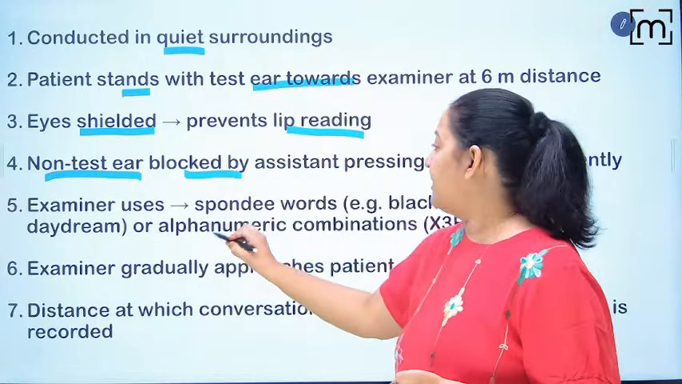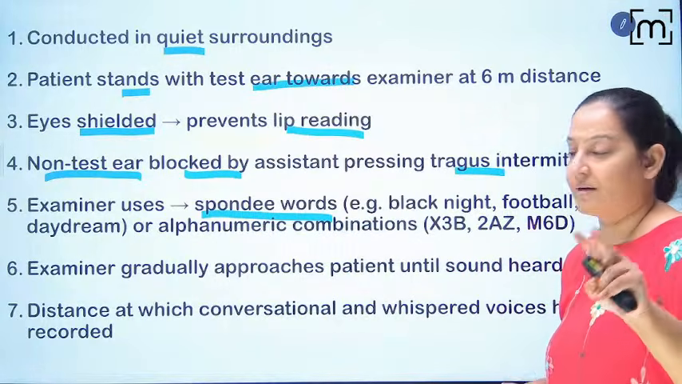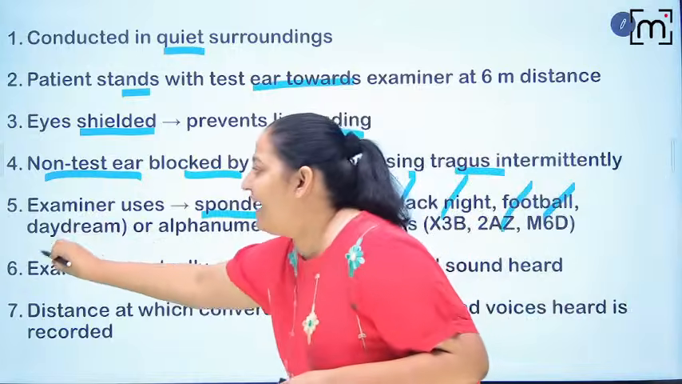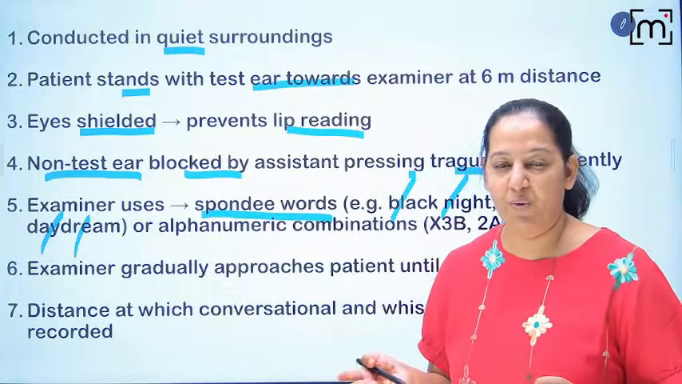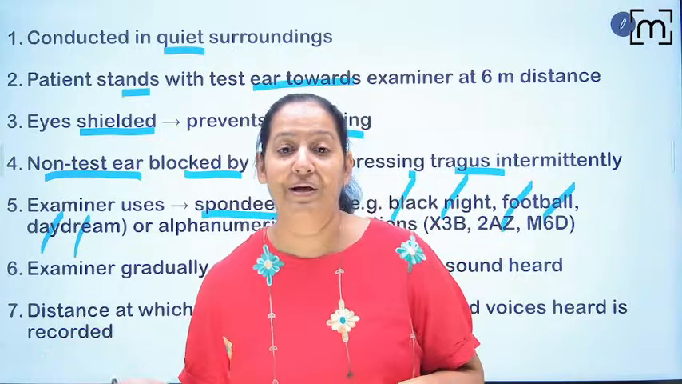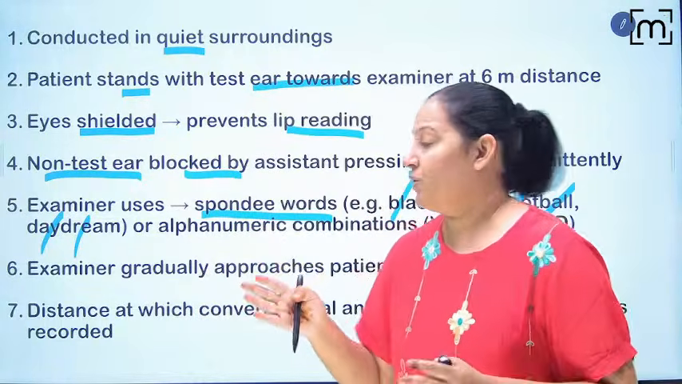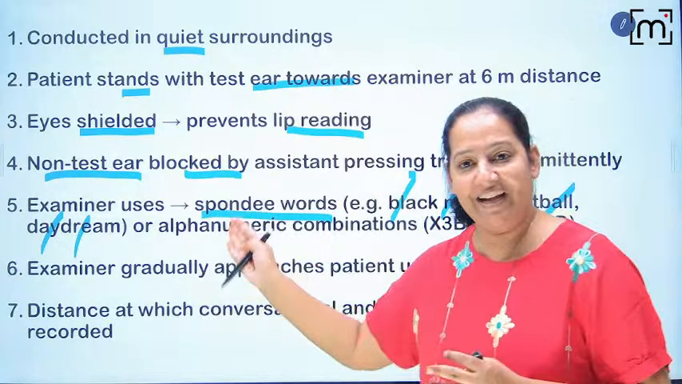Okay. Now the examiner uses spondee words. You know what spondee words are? Two words together, like blacknight, football, daydream, butterfly. My kid knows many spondee words nowadays. He learned what spondee words are in school, and nowadays he is telling me. So these words are known as spondee words: blacknight, football, daydream, like that.